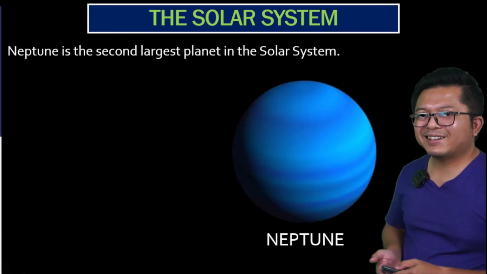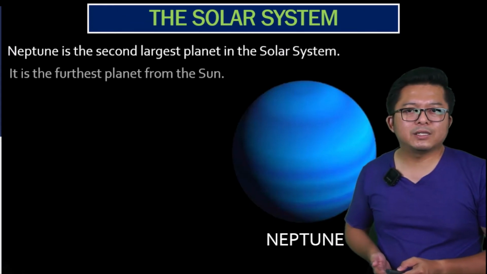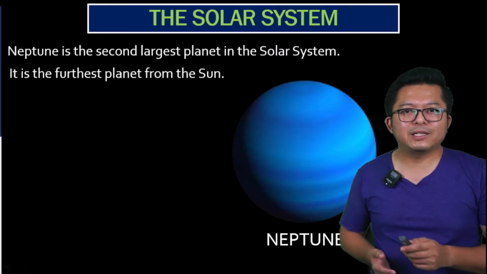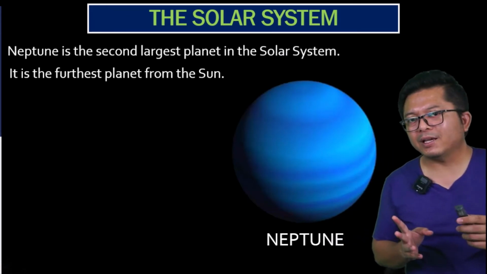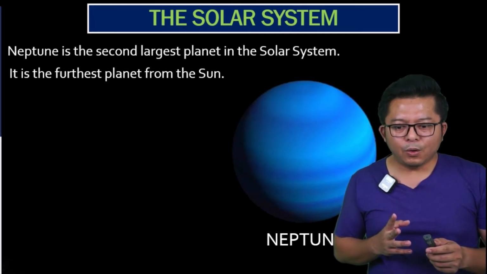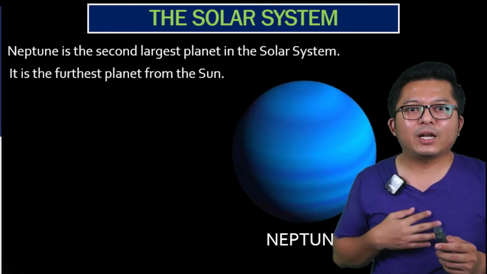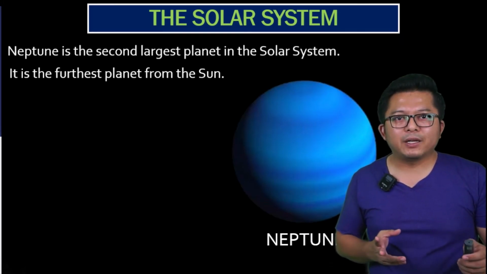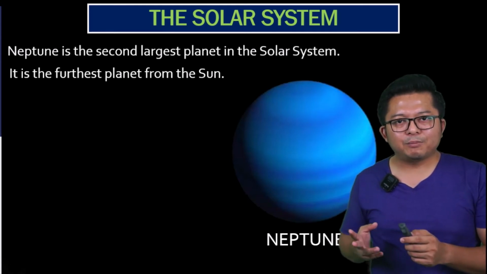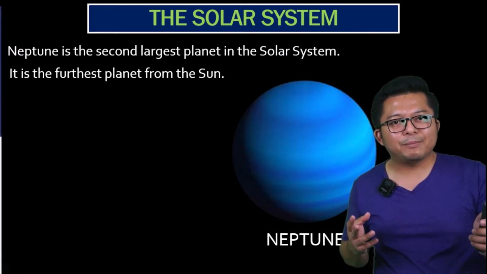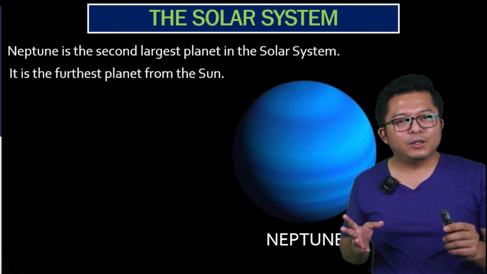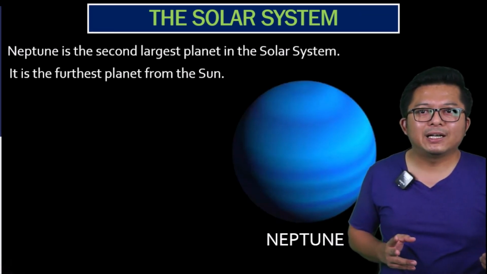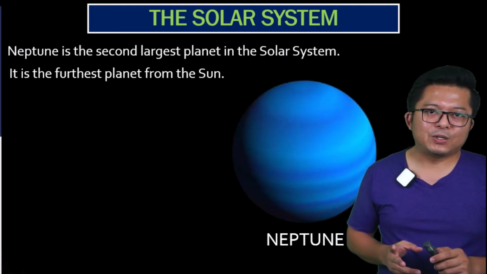Okay, moving on to the last planet, which is Neptune. Neptune is the second largest planet in the solar system. It is the furthest planet from the sun. So this is the furthest. Before this, when I was in primary school, I learned that Pluto was the furthest planet. There were 9 planets then. But due to some reason, Pluto is not considered a planet in our solar system.